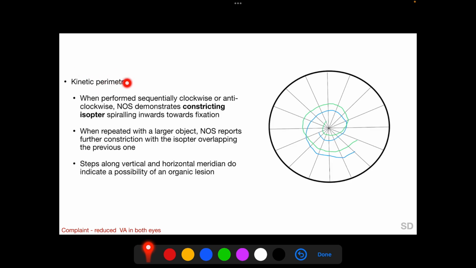Kinetic perimetry characteristically shows constricting isopters spiraling inwards towards fixation when performed sequentially clockwise or anti-clockwise. So when the outer margin of the visual field defect is measured in each of the meridia, then it will be seen that the outer margin gradually shifts nearer and nearer to the fixation, and when this is repeated with a larger object, an NOS will report further constriction with the isopters overlapping the previous one. This should not have been so in case of a visual defect from an organic lesion.